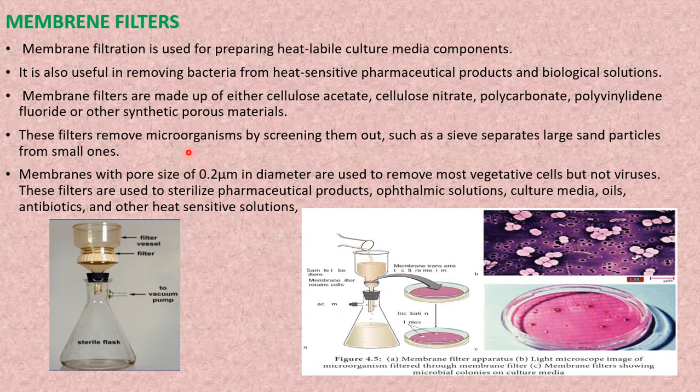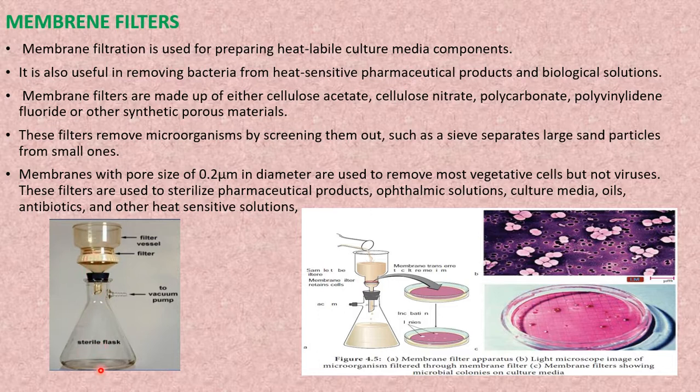And the pore size may vary from 25 microns to less than 0.025 micrometers. Okay, and these are used to sterilize materials that are readily damaged by heat sterilization. For example, you can have your media, special nutrients and pharmaceutical products such as drugs and vitamins. All those things can be sterilized by using these membrane filters. These filters remove microorganisms by screening them out, as a sieve separates larger particles from smaller particles. So how is it going to separate? In the same manner, these filters are used.